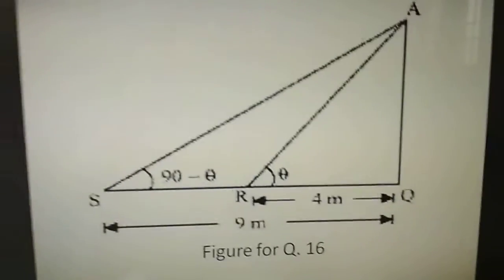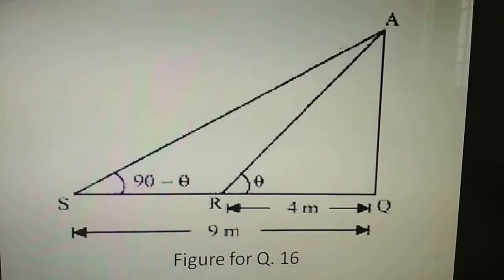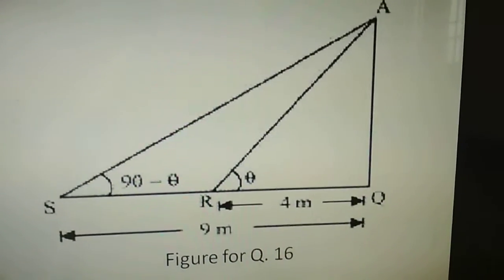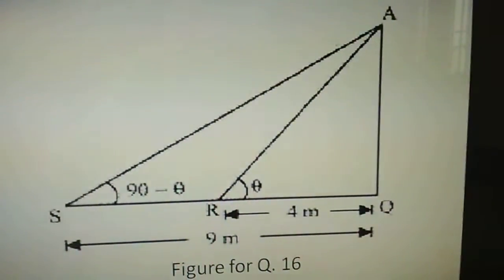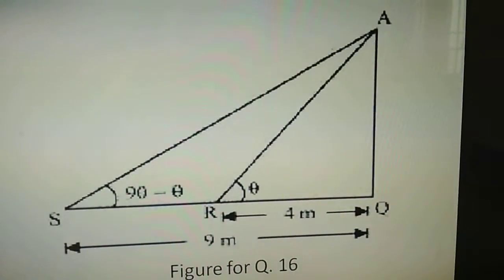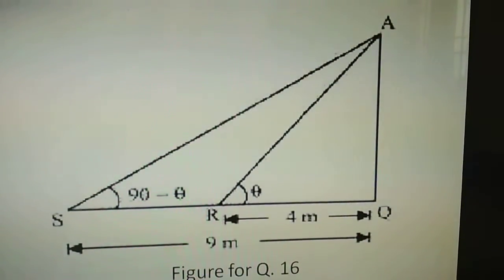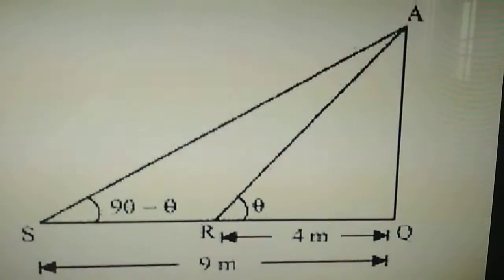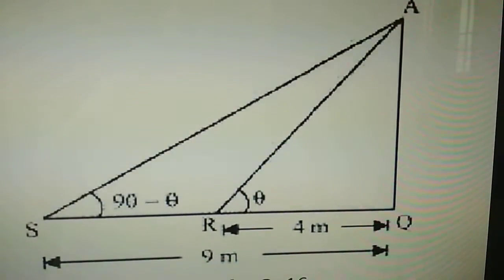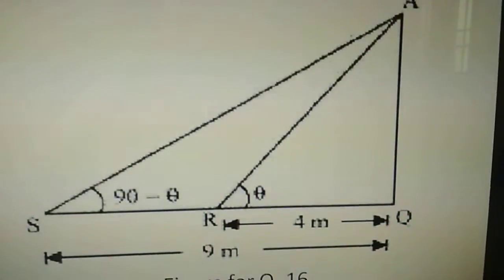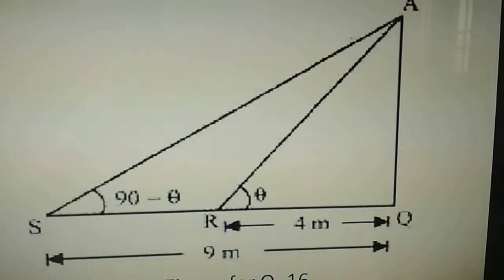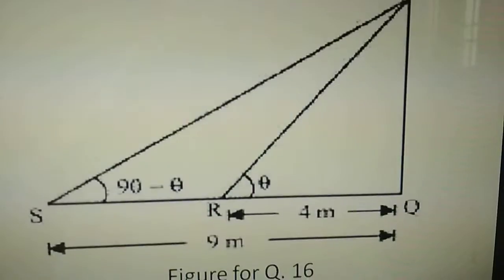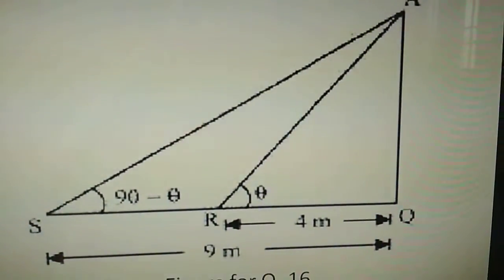This is the required figure. Now we can see AQ is the tower. We have to find the height of the tower. We have to prove that the height of the tower, that is AQ, is equal to 6 meters. We have two right triangles. We have assumed that one angle is theta and the other angle ARQ.